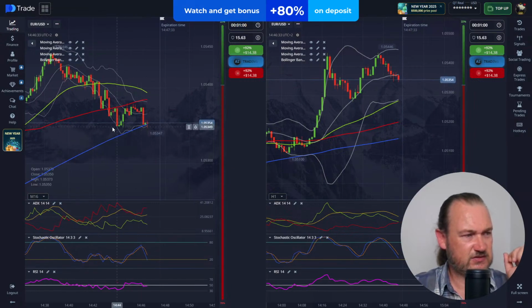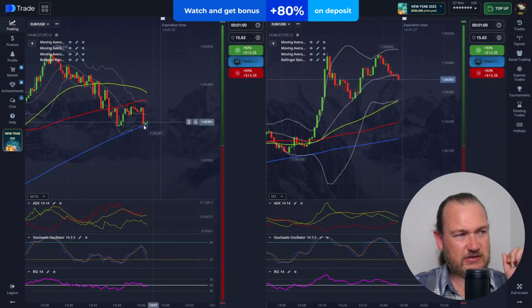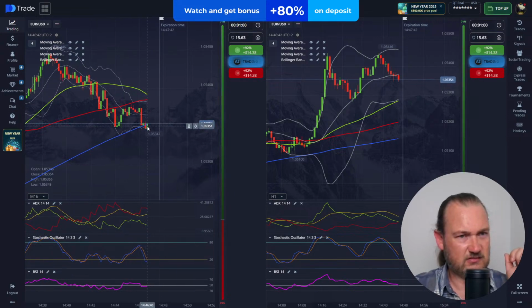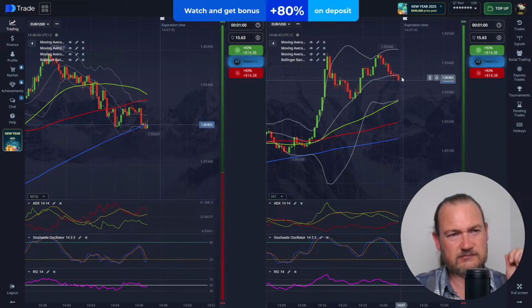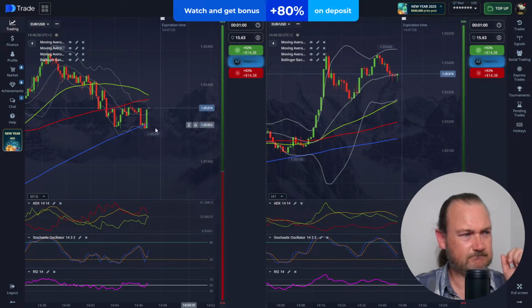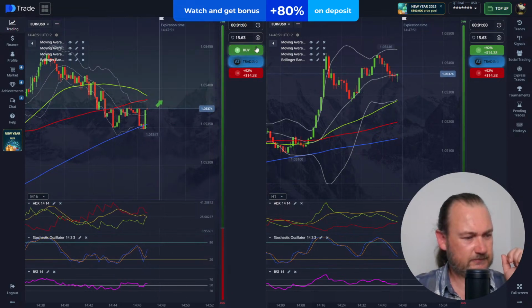We might get some divergence here as well, some bullish divergence. It would be nice if this rejects again. Doesn't look like it's going to though. I'm just going to give it a minute. Nope.